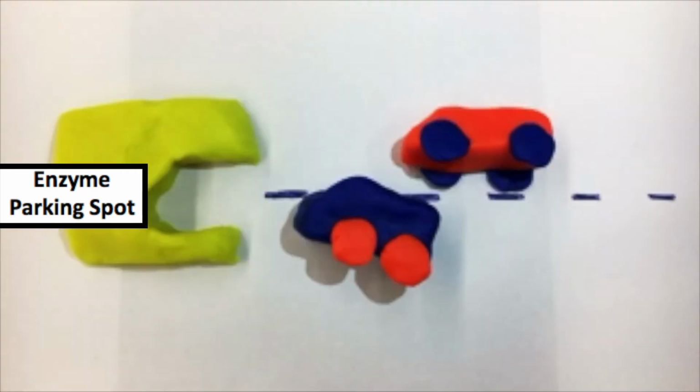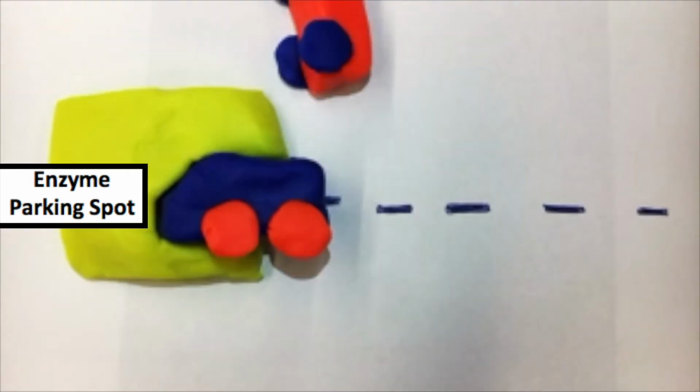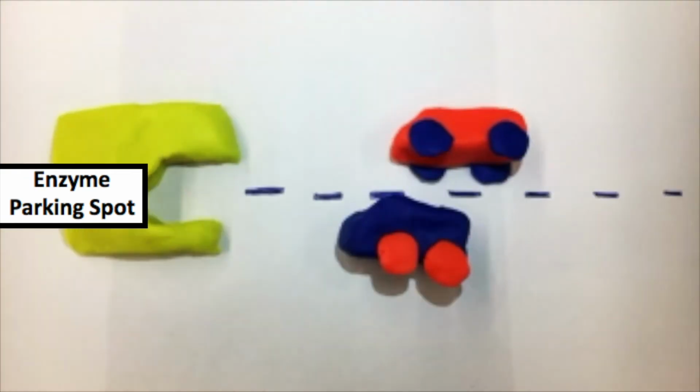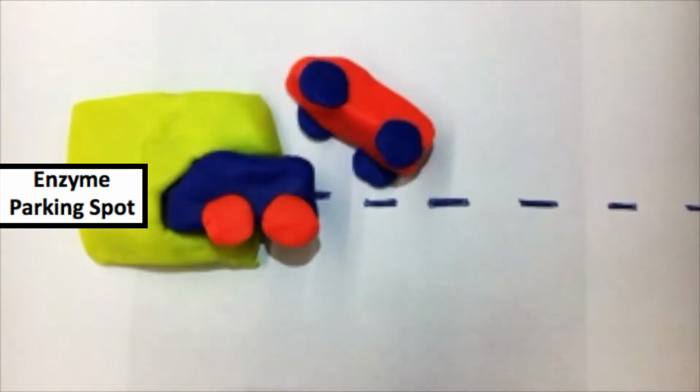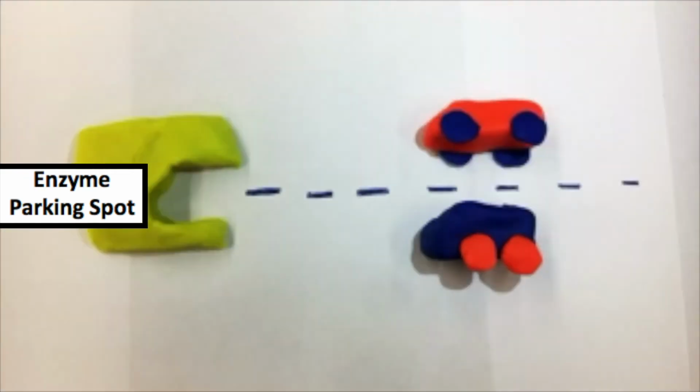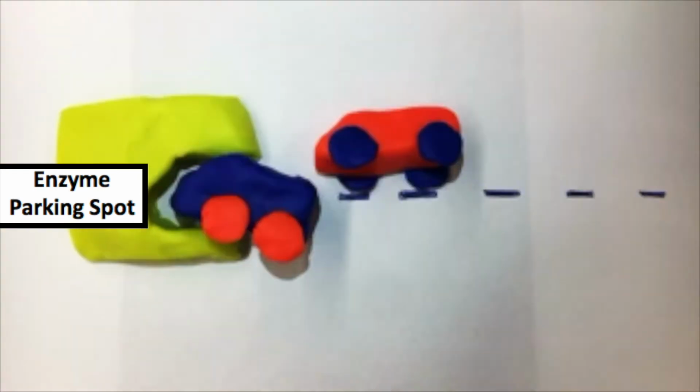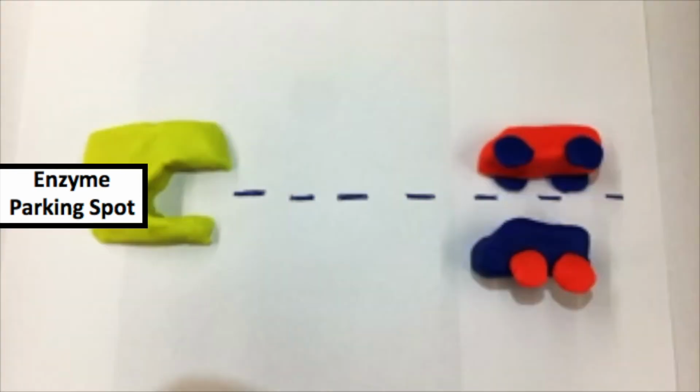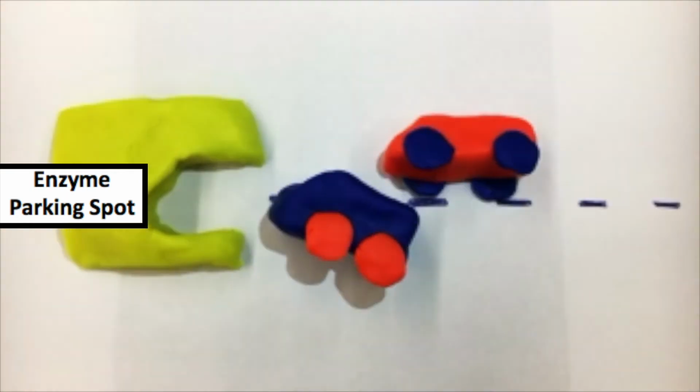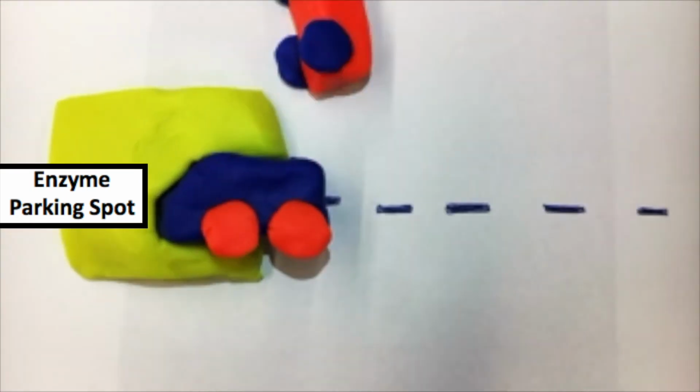Competitive inhibition is a form of enzyme inhibition where binding of the inhibitor to the active site on the enzyme prevents binding of the substrate and vice versa. Most competitive inhibitors function by binding reversibly to the active site of the enzyme.